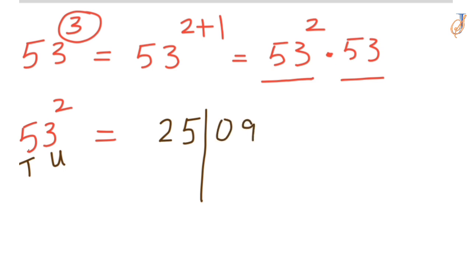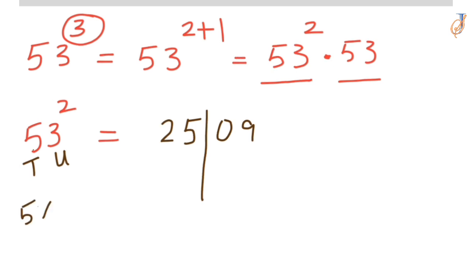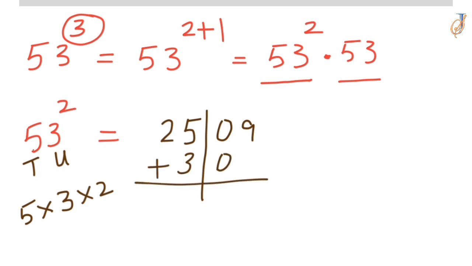What do you have? We have 5, 3, 2. So multiply all the numbers. 5 times 3 is 15. 15 times 2 is 30. So just write here 30. And then add these numbers. You will get 2809.